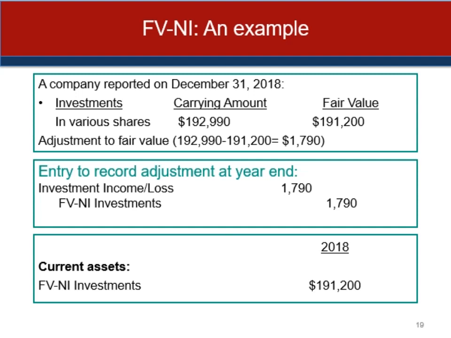Another example, a company reported on December 31st their investment in various shares at a carrying amount of $192,990. The fair value was only $191,200, so that means that they had lost $1,790 of value. So we record at the end of the year the investment loss of $1,790 and adjust the fair value through net income investment asset value down by $1,790, which would result in fair value through net income investments in your current assets of $191,200 after making the adjustment.